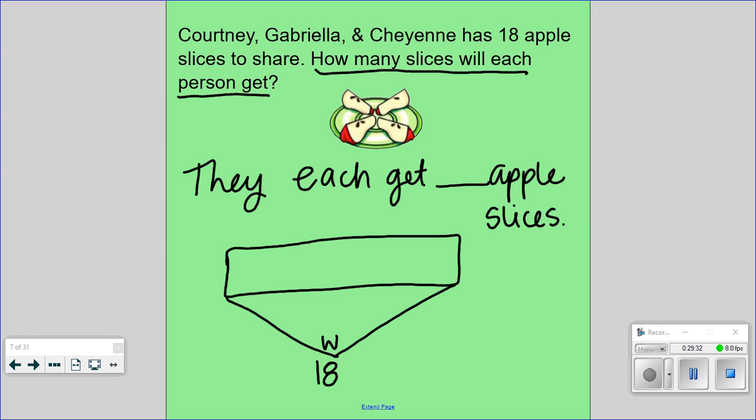What else do I know? I know I have 18 slices, but what else? Eliana, what else do I know? That there are 3 people. Yeah, there's 3 people. I have Courtney, Gabriella, and Cheyenne. That means I'm going to separate my bar, partition my bar, to represent each of my people. So here's my Courtney box, here's my Gabriella box, and then my Cheyenne box.